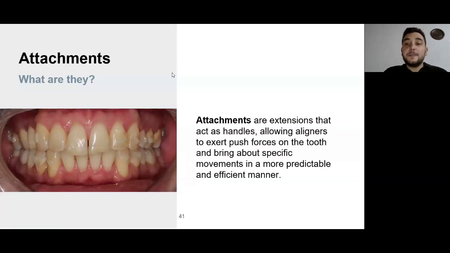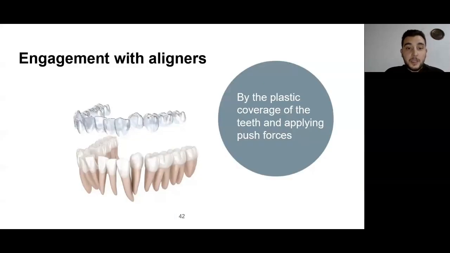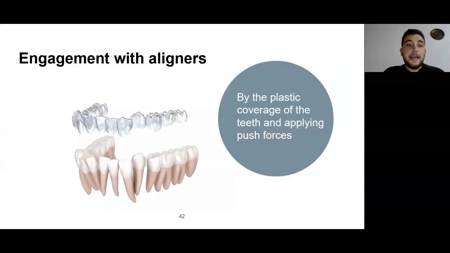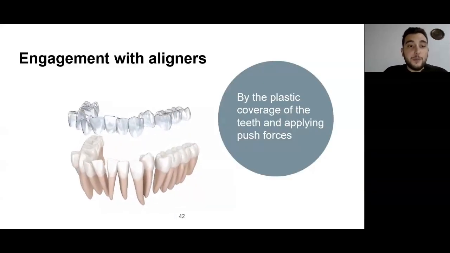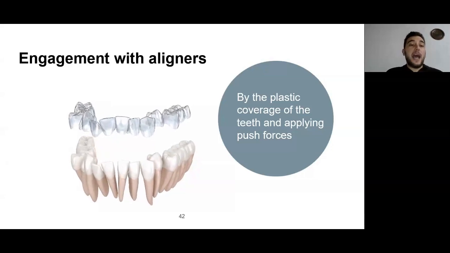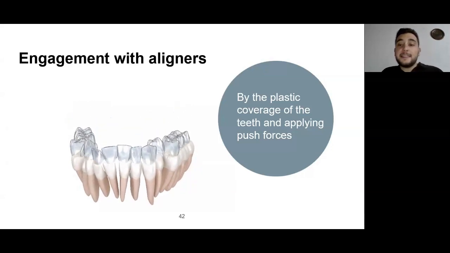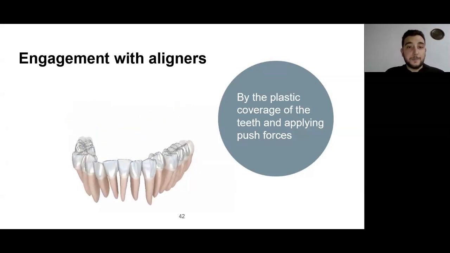So to define attachments, they are extensions that act as handles. They are composite extensions. They allow the aligner to exert push forces on the tooth and bring out specific movements in a more predictable manner. So let's go back to the engagement with aligners. We said, how do aligners engage teeth? By the plastic coverage of teeth and applying push forces.